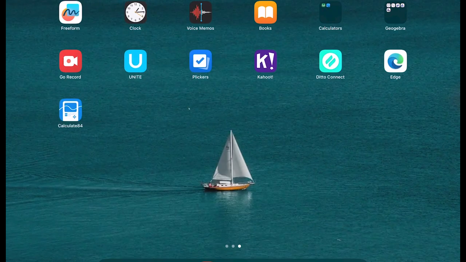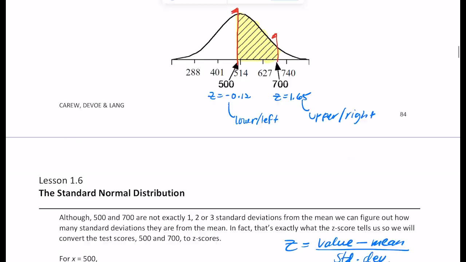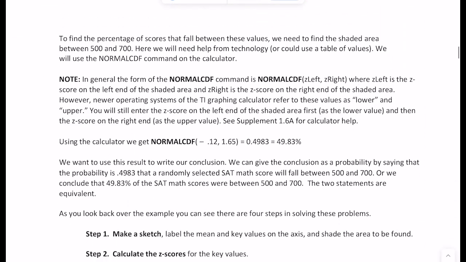So as you can see here, the problem is worked out for us, and that is the value that we get. So there's a couple ways you can write this or interpret it, is that the probability is 0.4983 that a randomly selected SAT math score will fall between 500 and 700, or you can also say 49.83% of the SAT math scores were between 500 and 700. Okay, those two statements are equivalent.